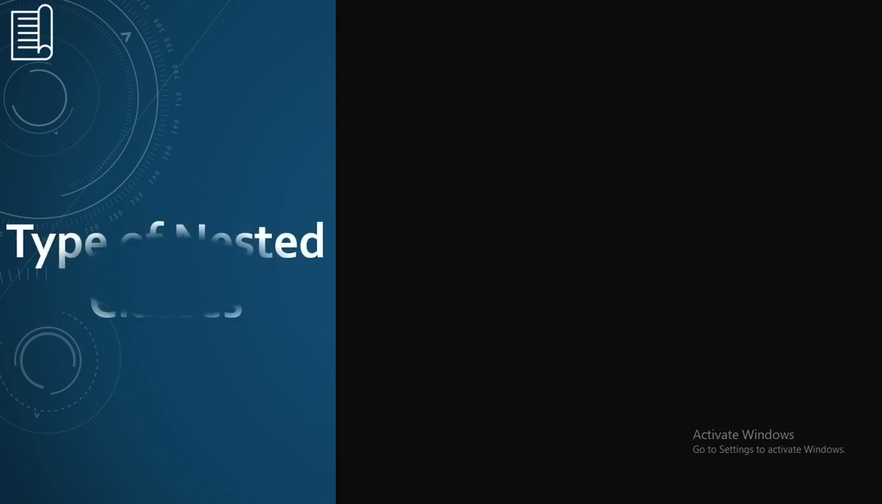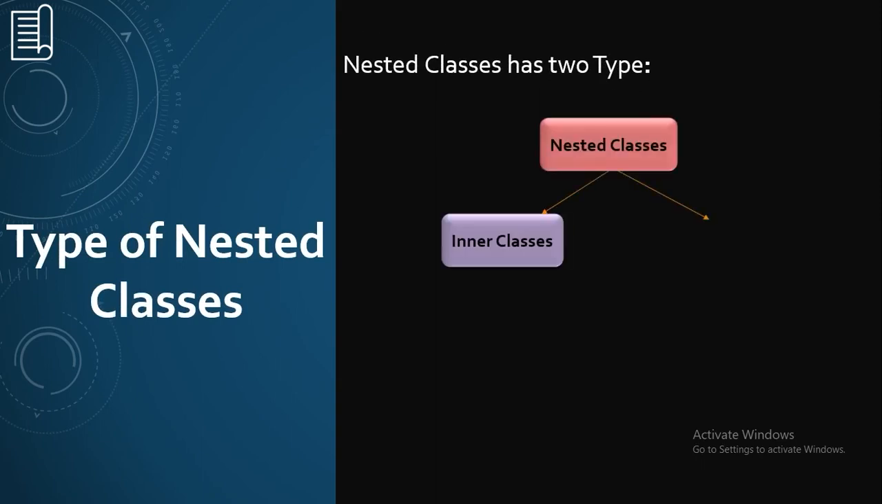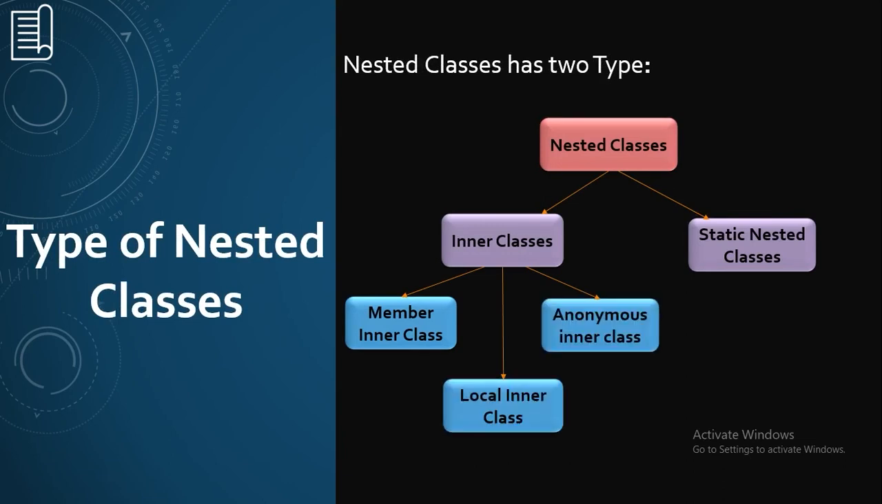Now let's talk about the types of nested classes, and there are two types. Number one is inner classes, which we already discussed, and the other one is static nested classes. The inner class can also be divided into three groups. Number one is the member inner class, the other is the local inner class, and we have the anonymous inner class. Now let's go ahead and see a programming example of an inner class.